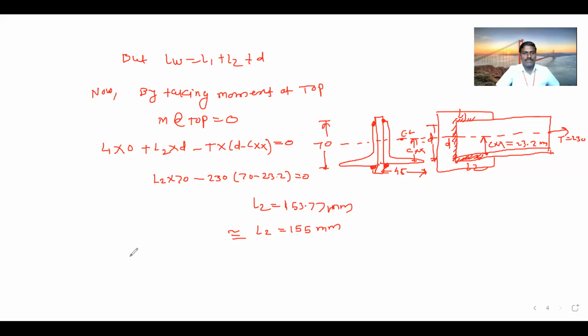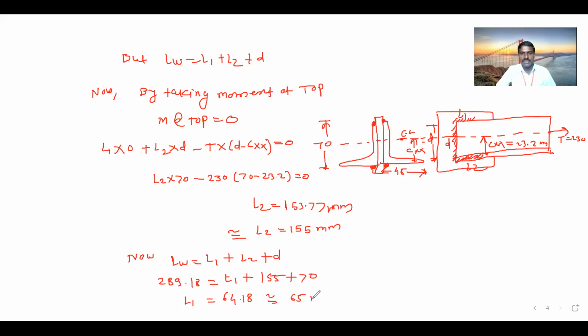Okay, so now LW is how much? L1 plus L2 plus D, correct? So LW is 289.18, correct? L1 plus L2 is now 155 and D is 70. So now calculate L1. 64.18. It means we can take it as 65.